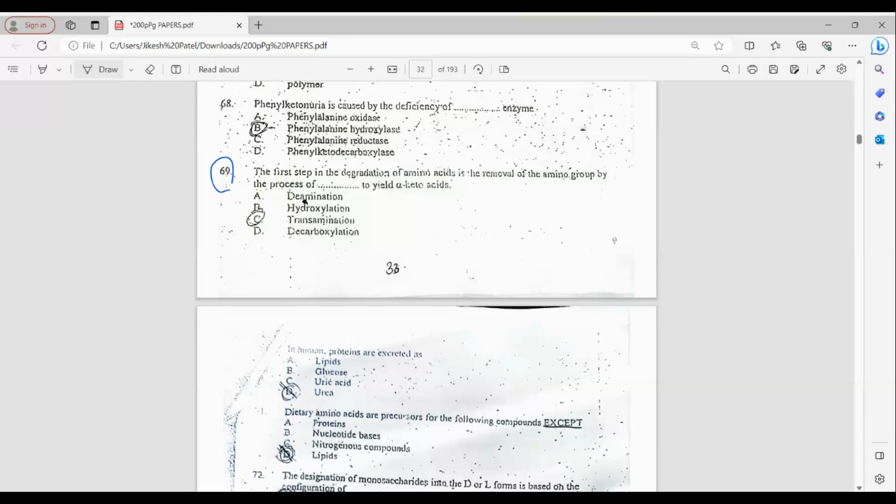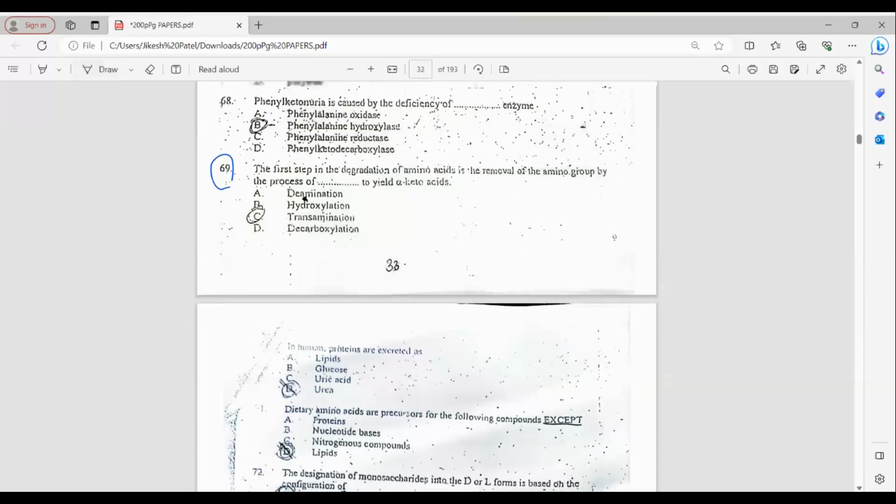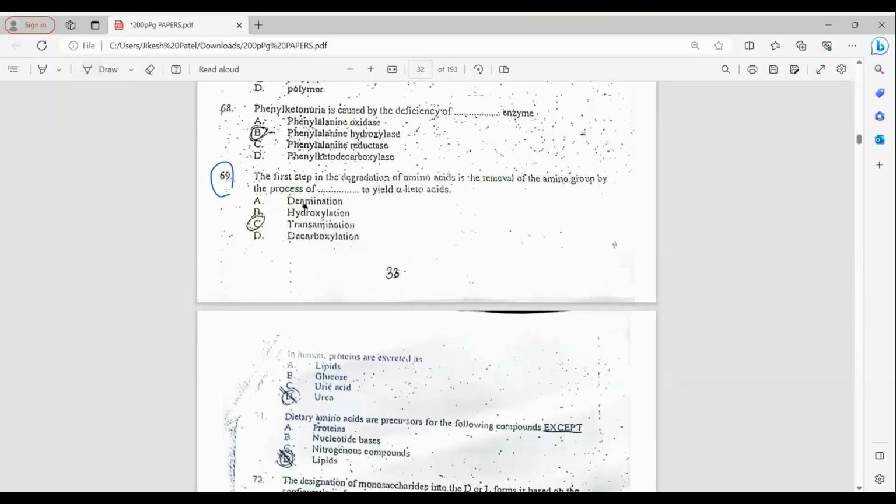Okay, then, is it reductase or hydroxylase? It's hydroxylase. And the first step in the degradation of it, by the process of dash, to yield alpha keto acid. Is the removal transamination or deamination?